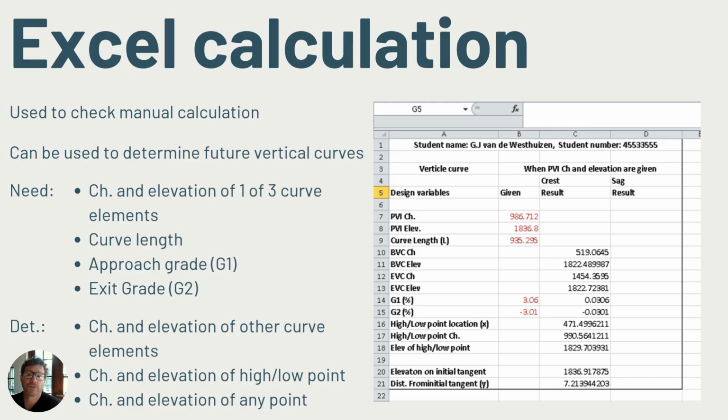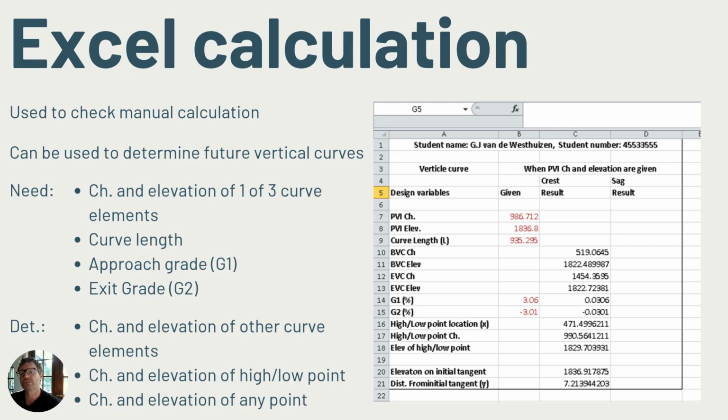It was required to design an Excel spreadsheet once we were finished with the alignment that can be used to calculate vertical curves and to check the vertical curve calculations that were done in a report by hand to see if it's okay. The spreadsheet was designed in such a way that it is possible to determine the change in elevation of the BVC, PVI, or EVC if one of them is given, as well as the approach and exit grades and the length of curve must be given as well.